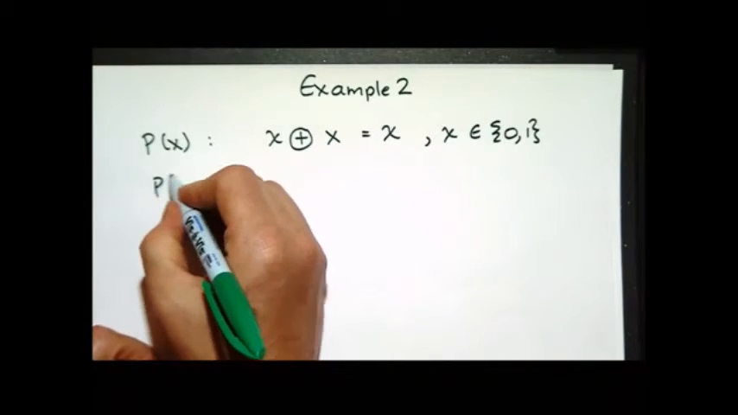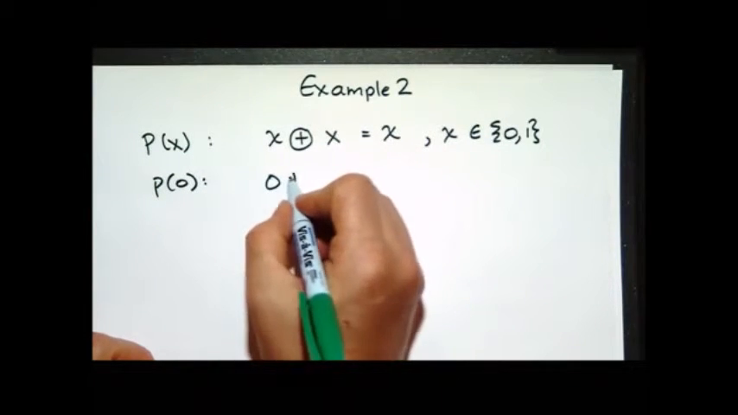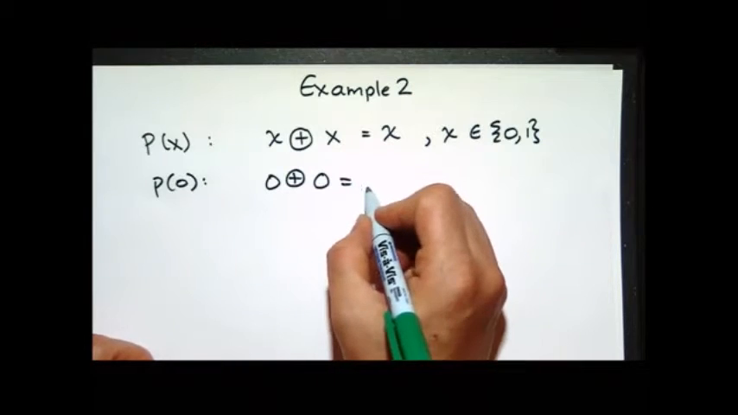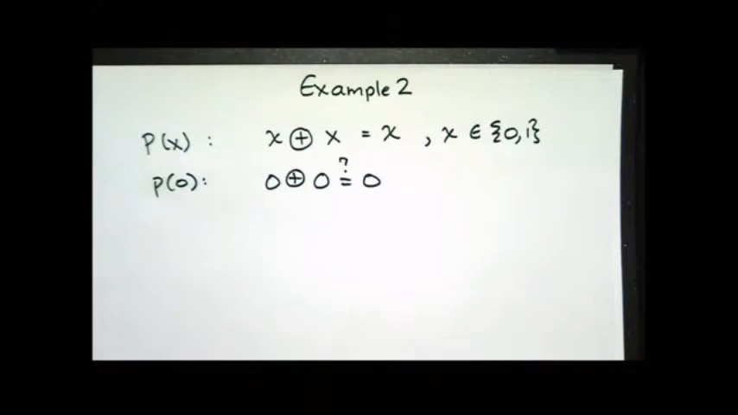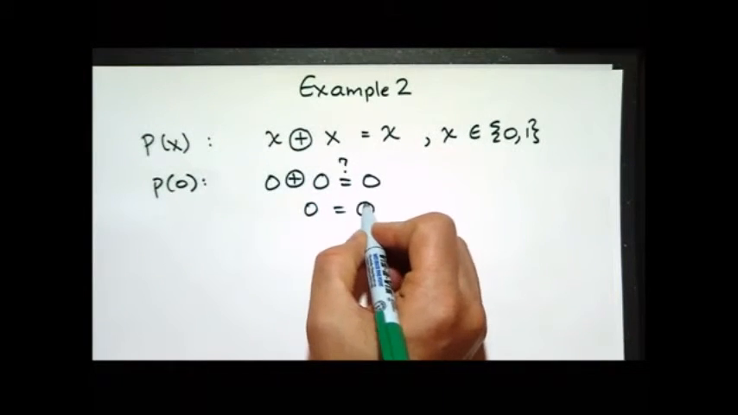So how about P of 0? What we do with that is we say 0 exclusive OR 0 equals 0, and we're actually checking it because we don't know. This is a statement. We're plugging in a value, and we're going to see if it is true or false. So what is 0 exclusive OR 0? It is 0. So this is actually true.